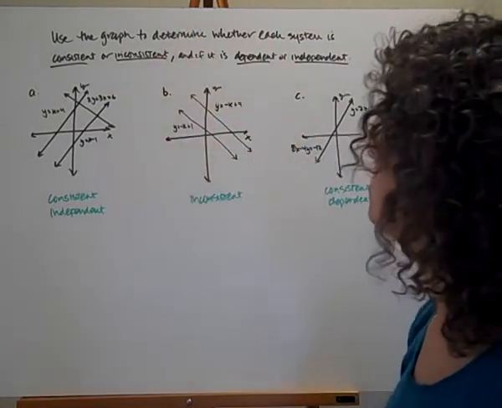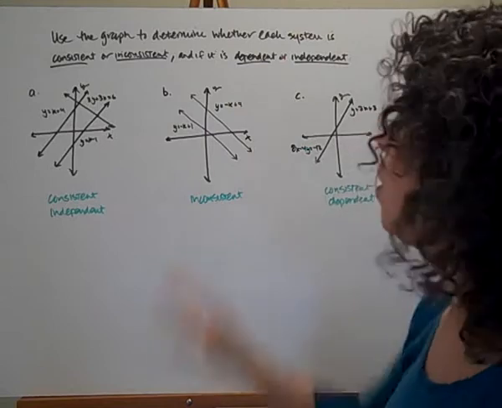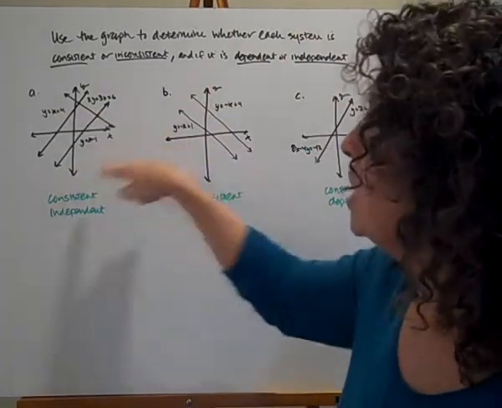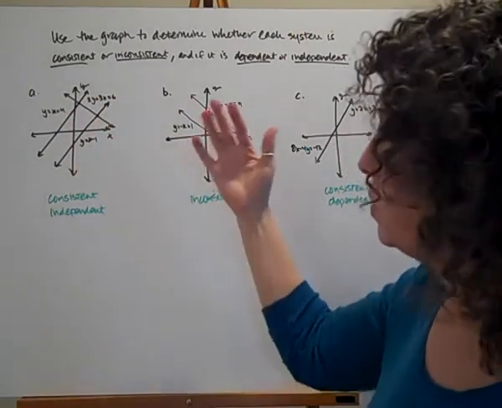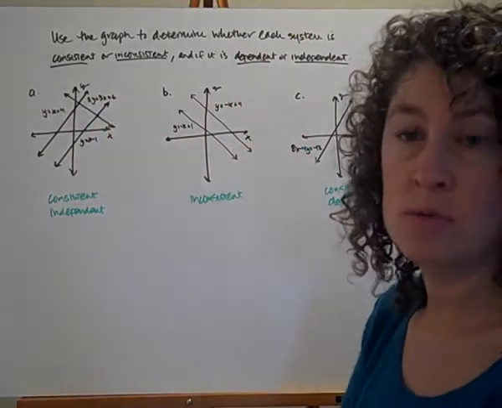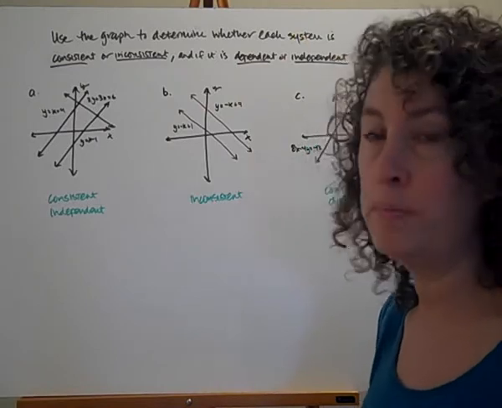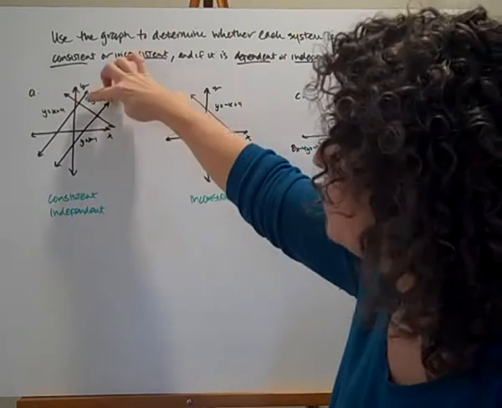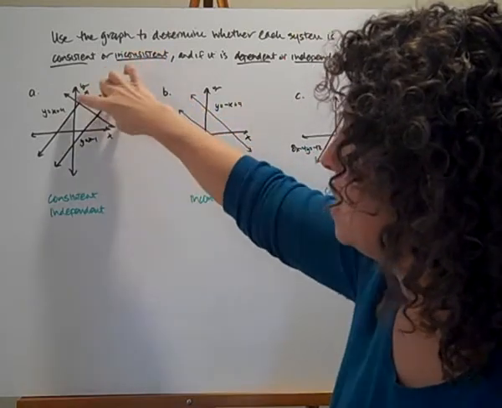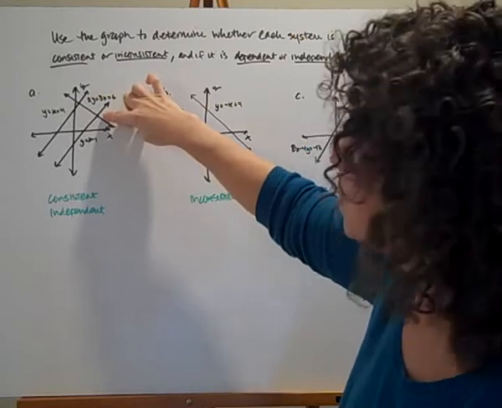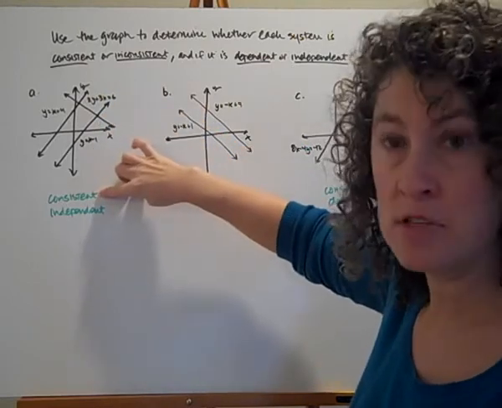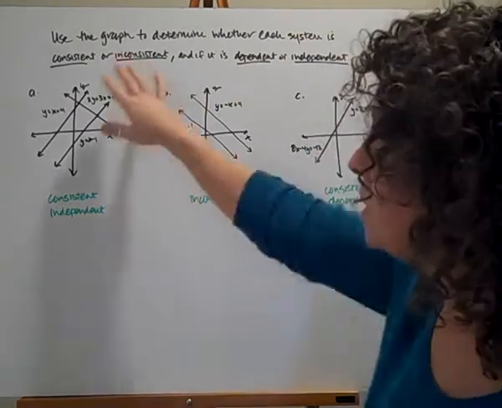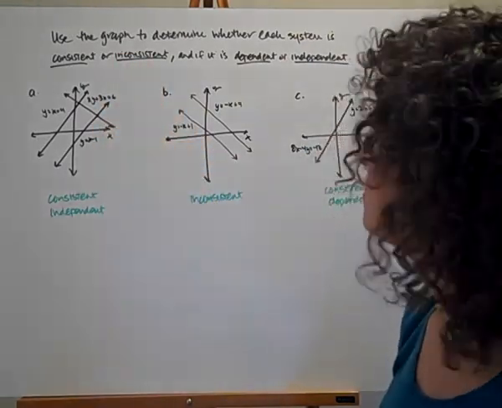Use the graph to determine whether each system is consistent or inconsistent, and if it is dependent or independent. So when I look at this graph here, I've actually got three lines on this particular one, but we can still work with it. You can actually have systems of equations that have more than two equations in them. But I noticed that these lines are all independent of each other, but they do cross in one spot. So we say they are consistent because I have a solution. And since they're not the same line, I say that they are independent. So that's one way we could see our solutions for systems of equations.